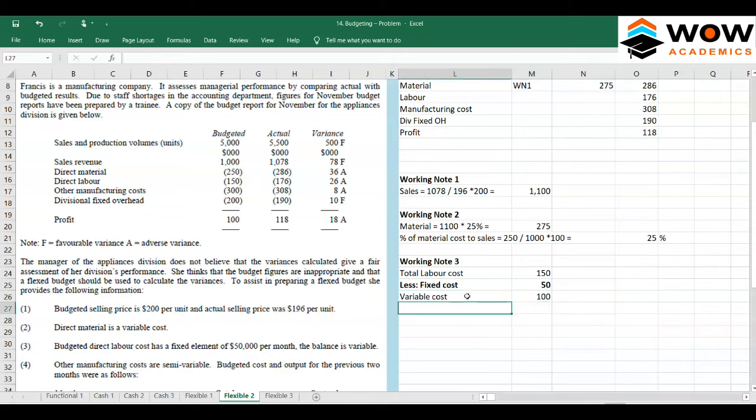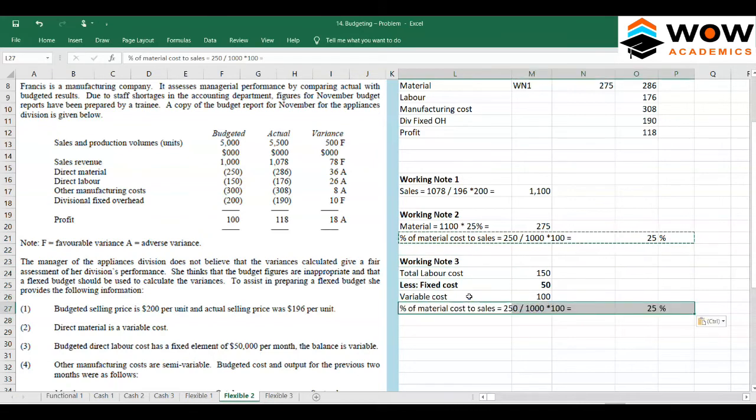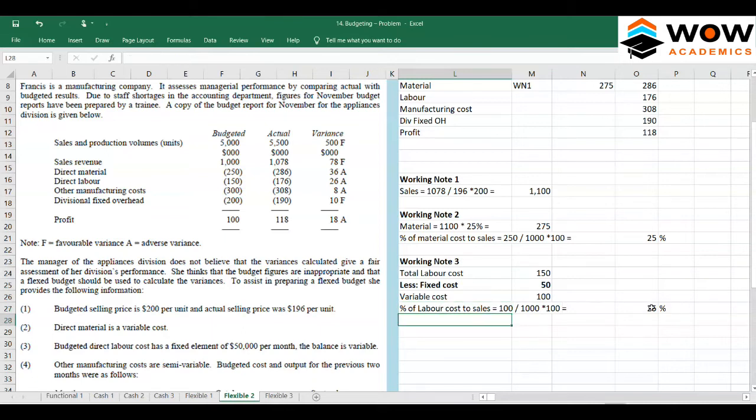So now we have to work out again like this. Percentage of labor cost to sales. So it's going to be 100 divided by 1000 into 100. So that will come to 10%. Okay. So what would be the labor cost? Labor cost should be these two elements. We'll work it out.